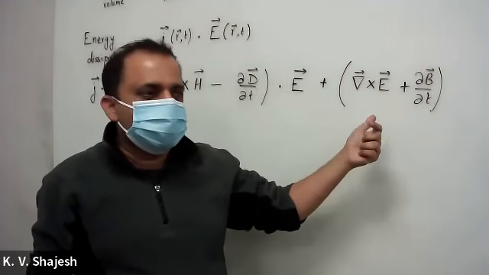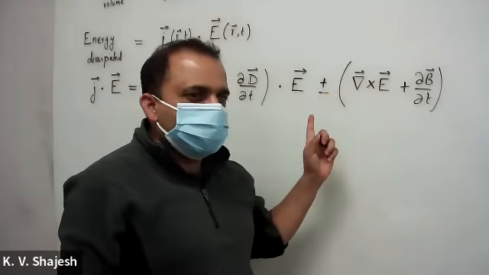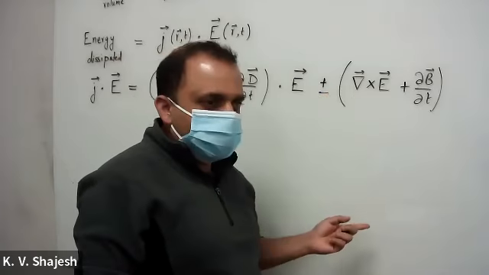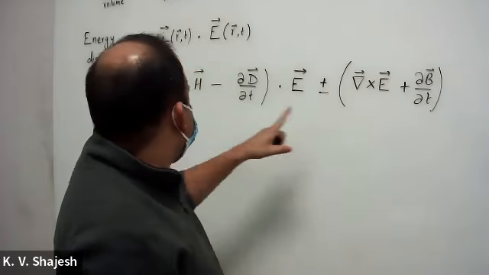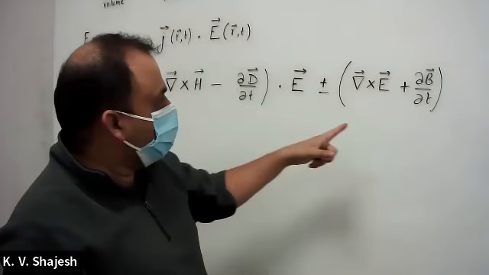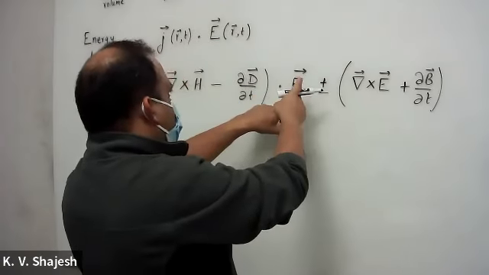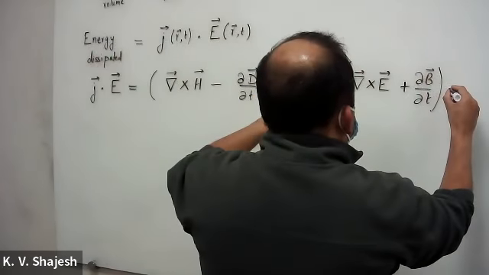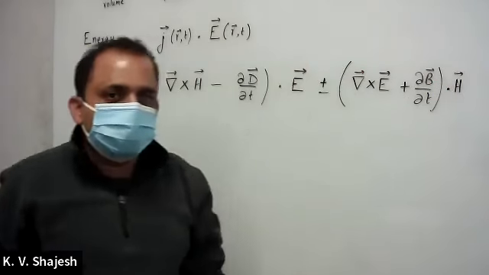I can add. For that matter, I could have also subtracted. So I don't know as of now whether I want to add or subtract. I'll decide in the next few steps, right? That's 0, but that's a vector. I need to dot it. So I take the analogy here: I dotted with E and dotted with H. That's just adding a 0. Why not?